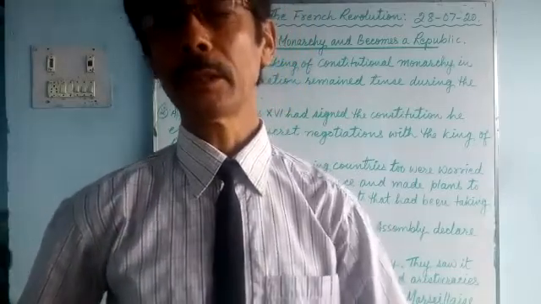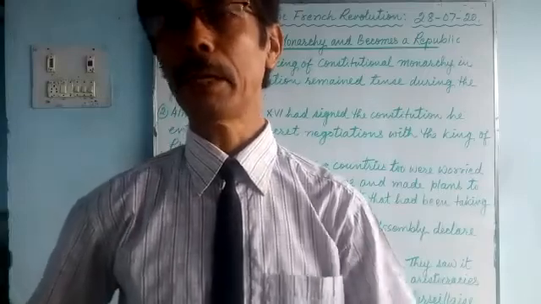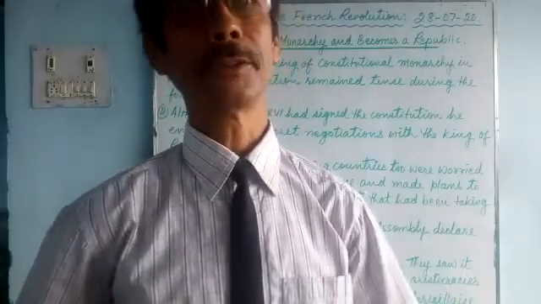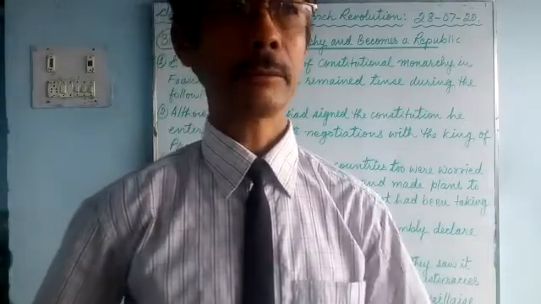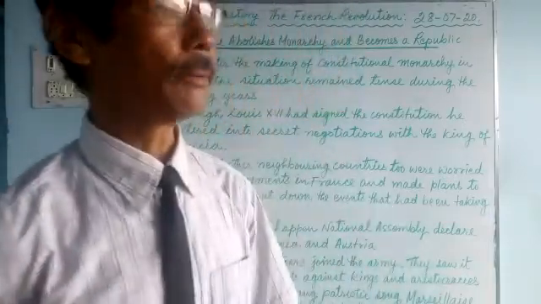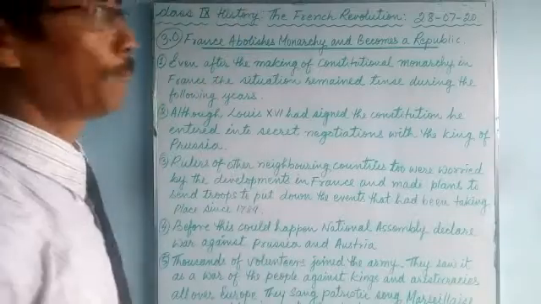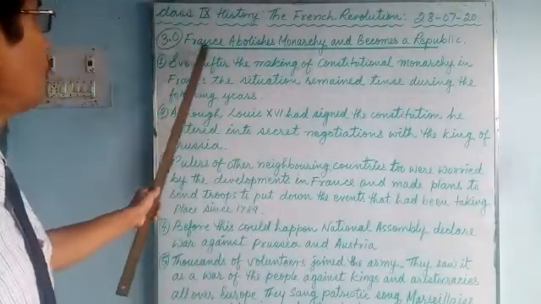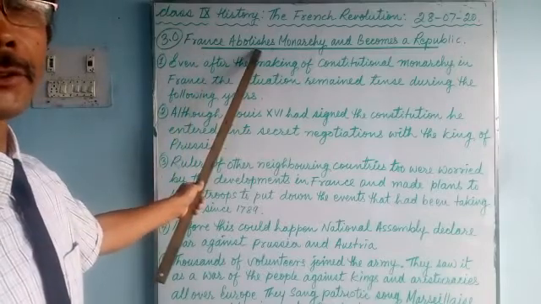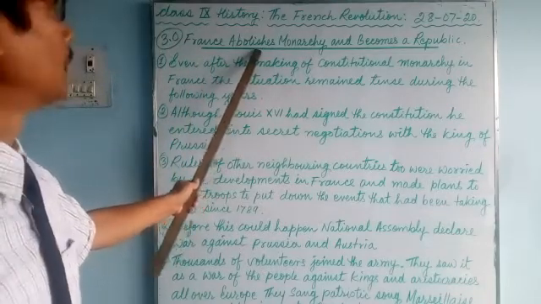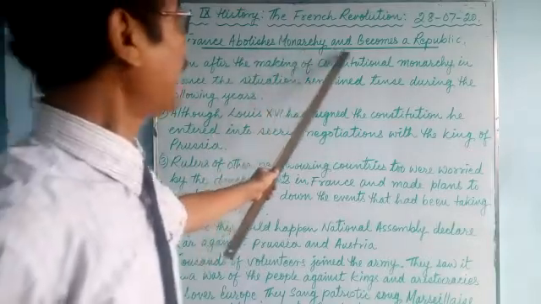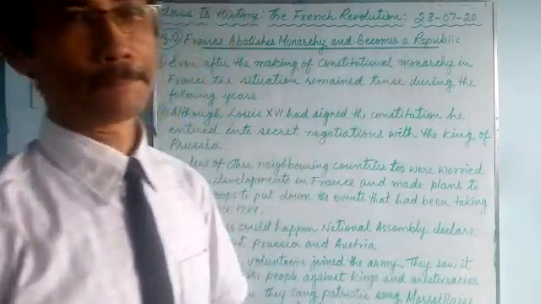Since it is a vast lesson, we need to do it part by part, and every part has different events, different situations, different aspects. So now we will talk about 3.0. We have reached 3.0: France abolishes, means removes, monarchy and becomes a republic.